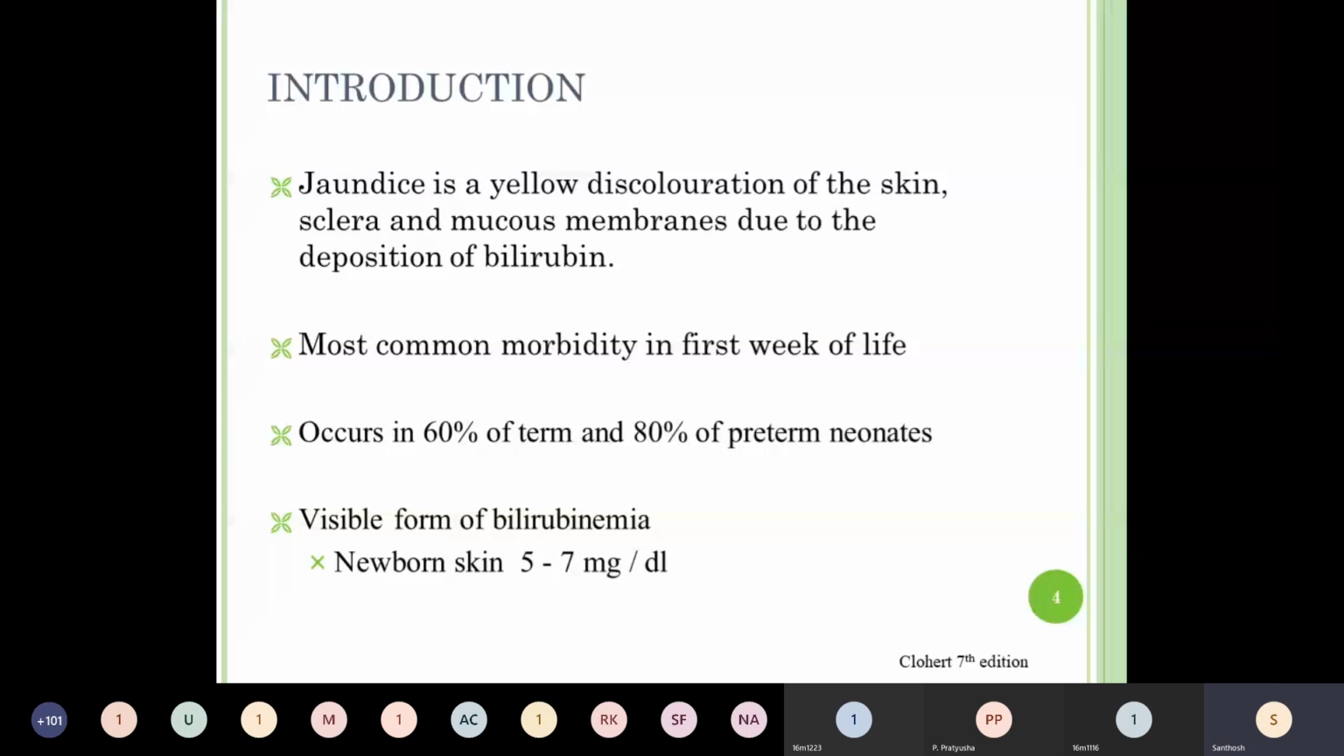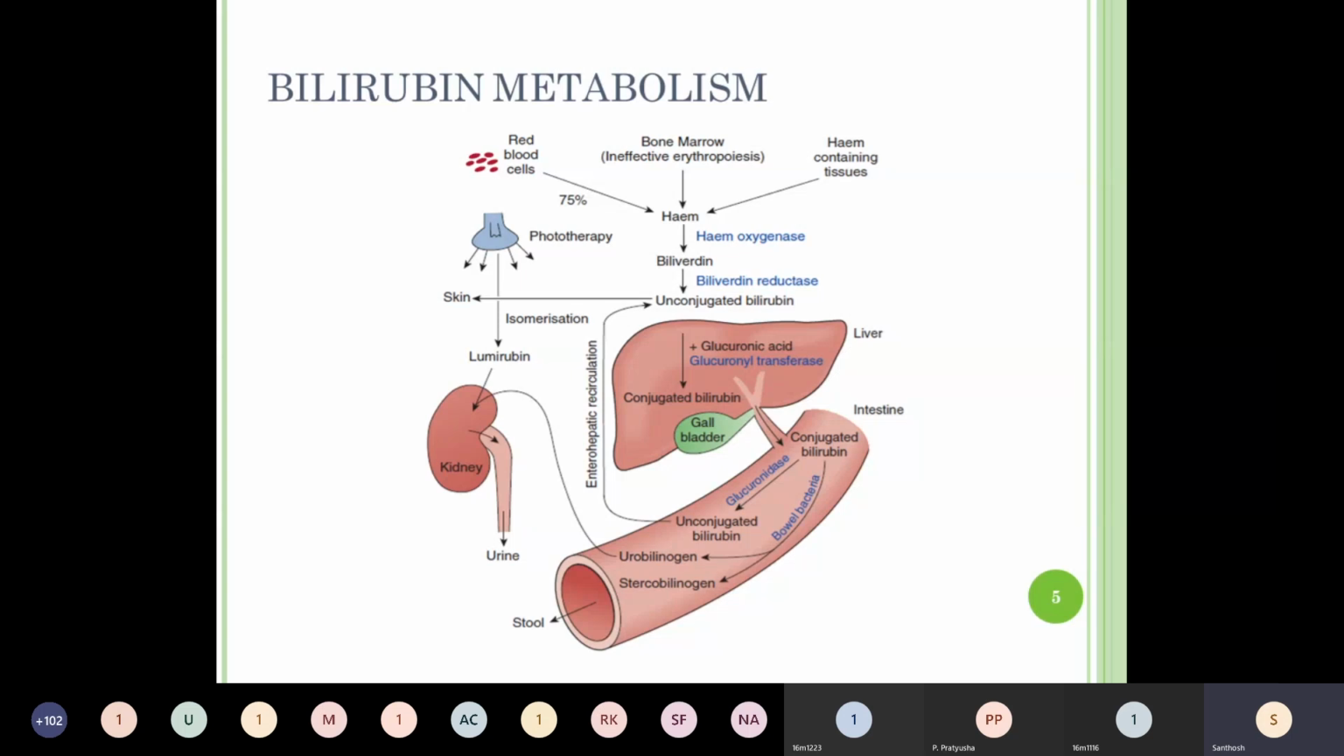So when do you see jaundice clinically in the newborns? When the bilirubin level is 5 to 7 milligrams per deciliter, you usually see the visible form of hyperbilirubinemia in the newborn period. Now, what is bilirubin metabolism? How is bilirubin produced? You should know all these things.